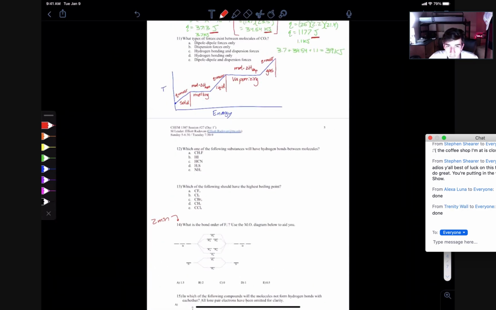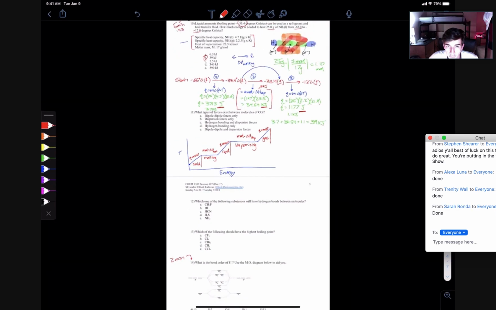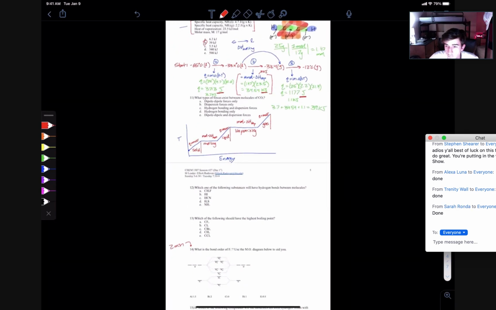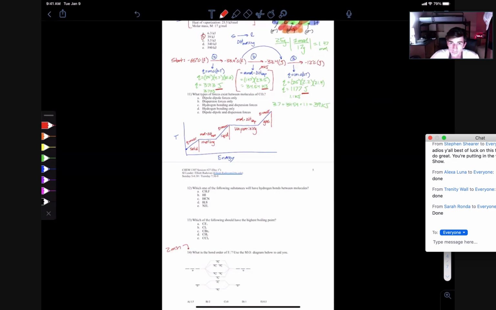I'll keep this up. If you ever need pictures of one of the previous pages, you can always ask me at the end of the session.